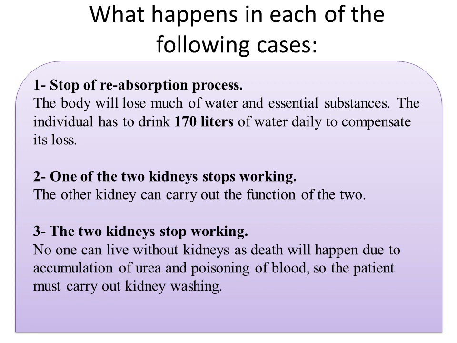Question number two, one of the two kidneys stops working. What happens? The other kidney can carry out the function of two, but in this case, the healthy kidney will increase in size over time because it carries out the function of the two. Question number three, the two kidneys stop working. You have to know that no one can live without kidneys, as death will happen due to accumulation of urea that causes blood poisoning. So the patient must carry out kidney washing, or kidney dialysis.